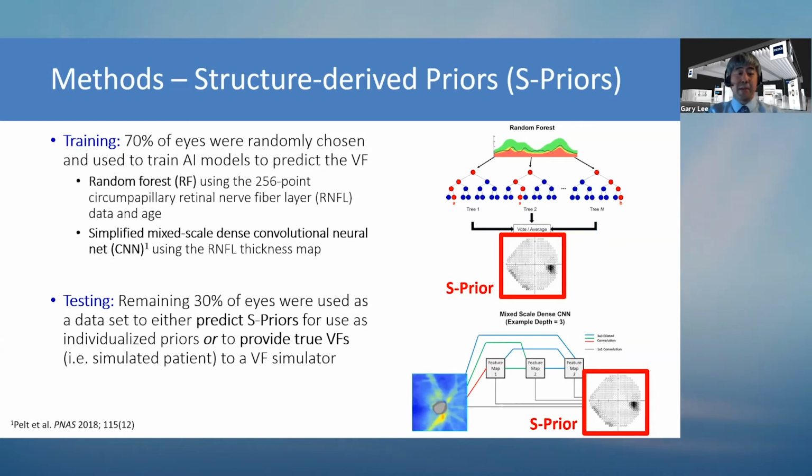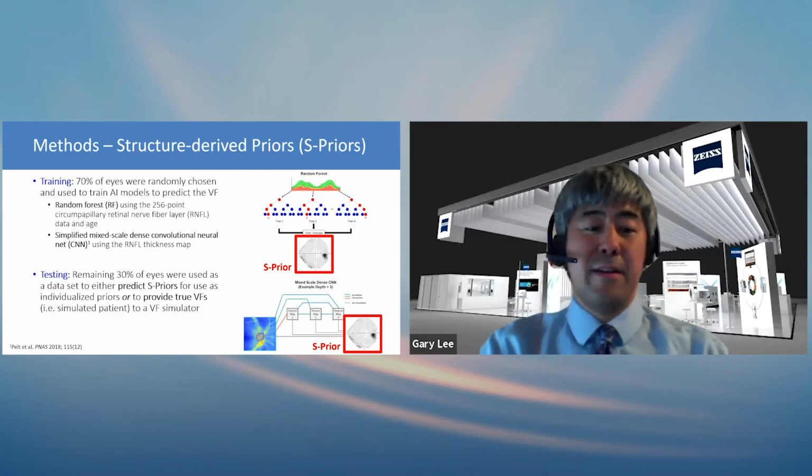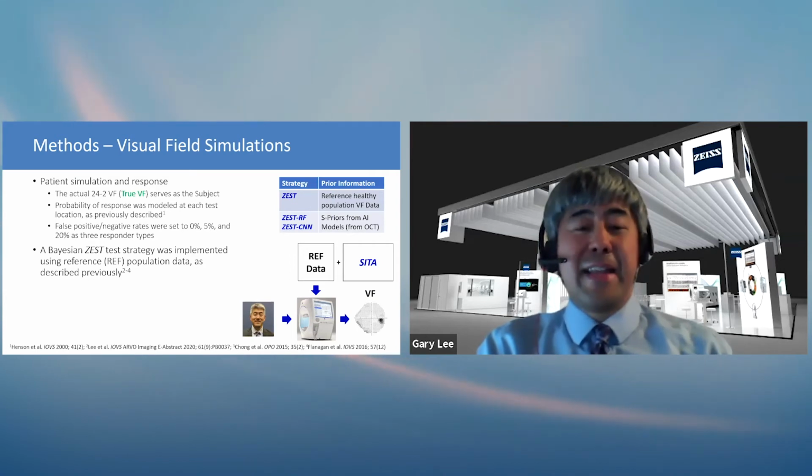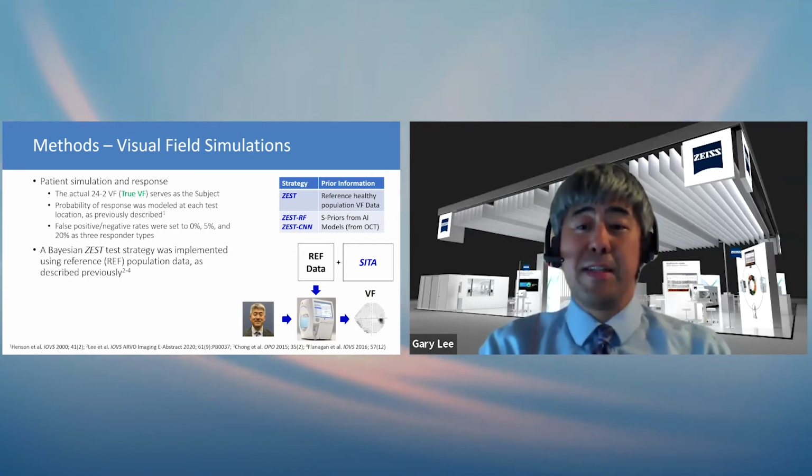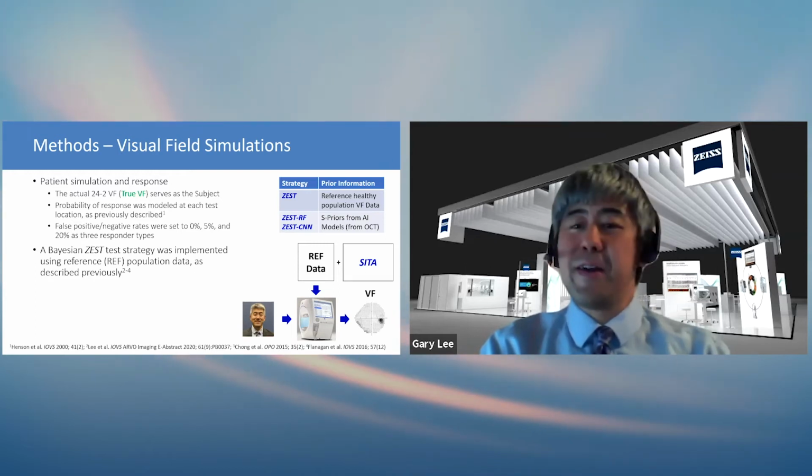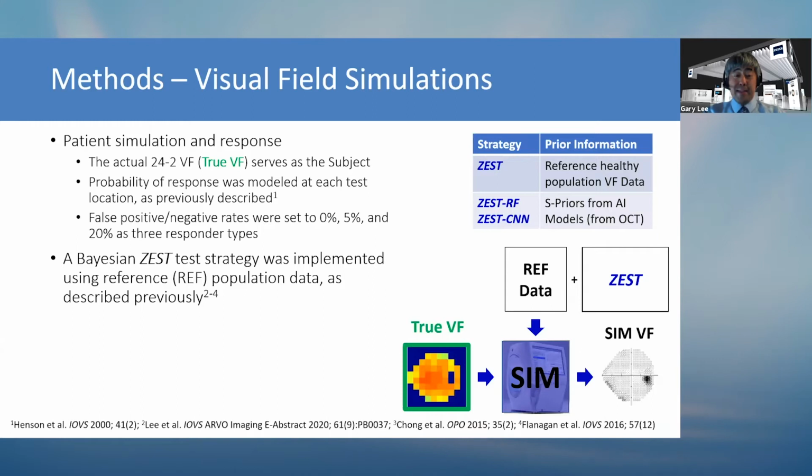And then in the next step, the reserved 30% test data was used to either A, generate AI predicted S priors for use as individualized priors, and B, to provide true visual fields to a visual field simulator. So what does that mean? Typically, if I sat down in front of a perimeter and took a test comparable to SITA, which uses, again, pre-existing population reference data to speed up the test, in this simulation, we actually use the 24-2 visual field, or the true visual field from the study, to serve as the patient, or to represent the patient. Then the probability of response at each test location was modeled using frequency of seeing curves, which we did in this study as previously described by Henson et al.